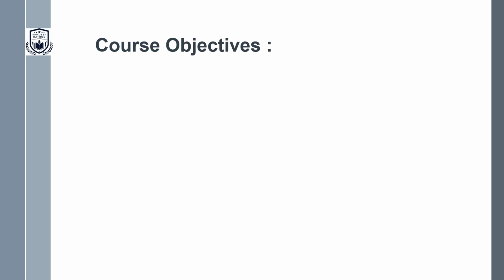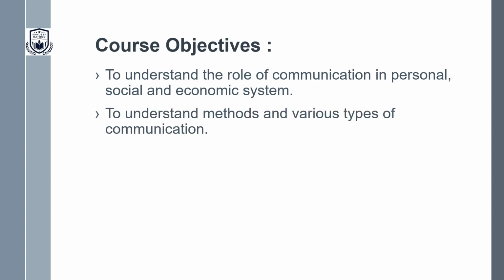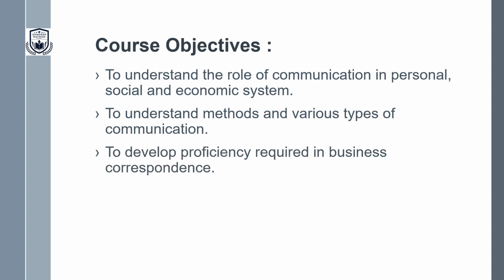Moving ahead, course objectives. Number 1, to understand the role of communication in personal, social and economical system. So here we will specifically look about understanding the role of communication, why communication is important. Objective number 2 is to understand methods and various types of communication. Here we'll be talking about verbal, non-verbal, written and oral communication to develop the proficiency required in business correspondence, like writing the email, letters, notice, agenda.